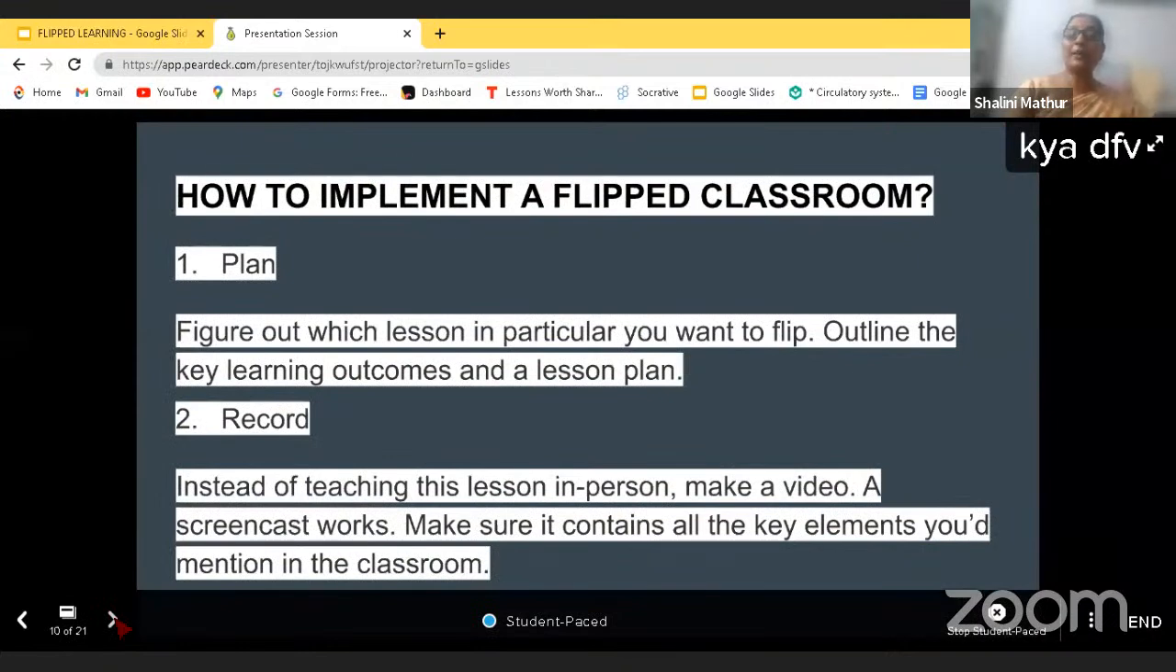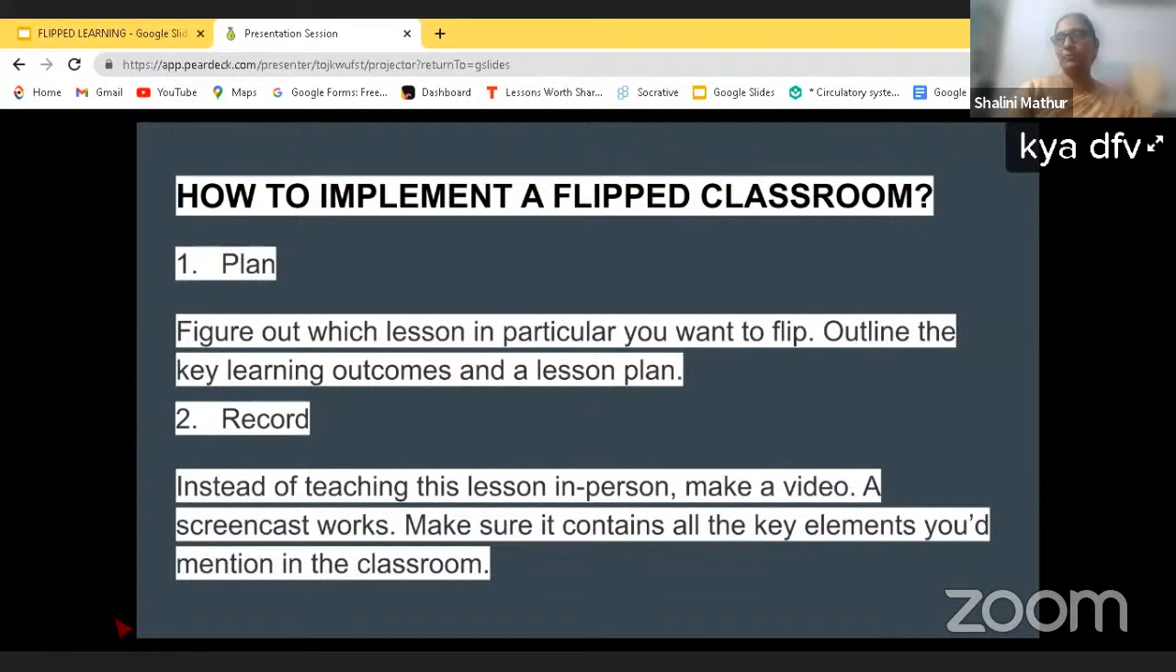How to implement a flipped classroom. Now, I have chosen a platform. I have already selected a topic. I have taken my students' feedback on which concept they are struggling in and how I can help them. Then how am I going to implement this flipped classroom or flipped learning.